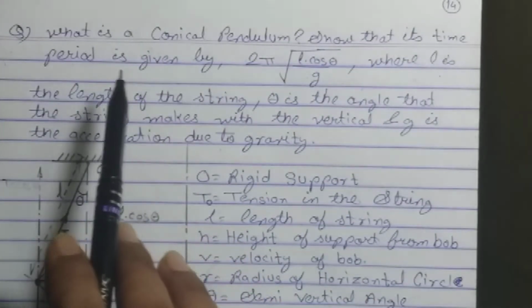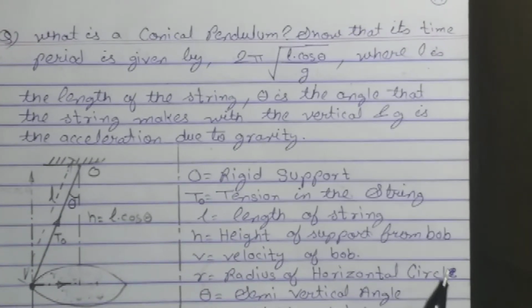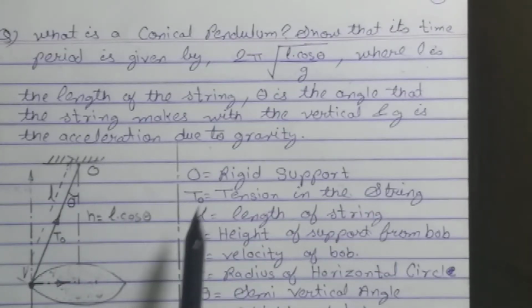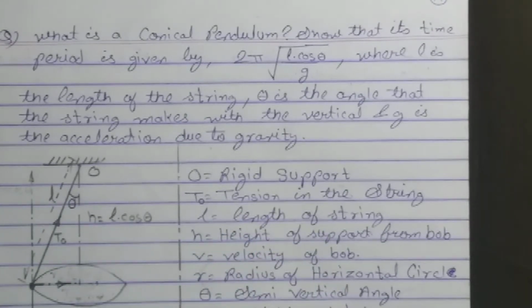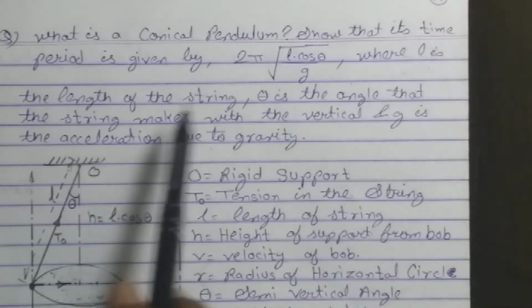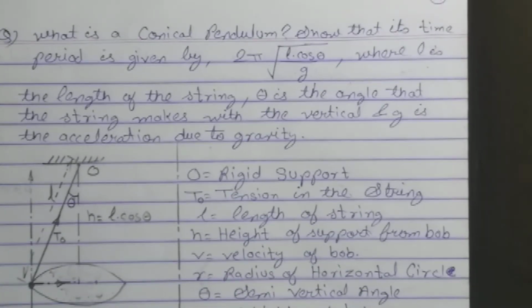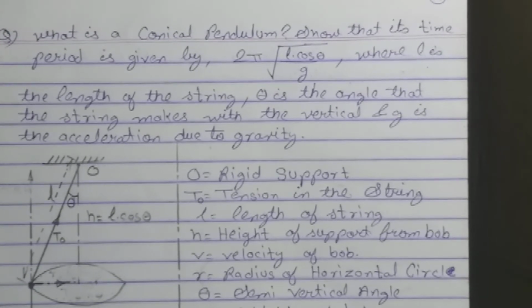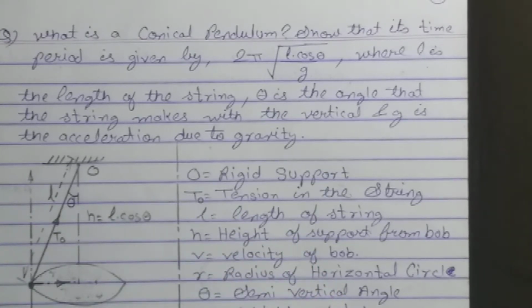Students, the question will be like this. In the exam, the examiner will ask: what is a conical pendulum? And show that the time period is given by 2π√(L cos θ / g), where L represents the length of the string, θ is the angle that the string makes with the vertical, and g represents the acceleration due to gravity, as you know.